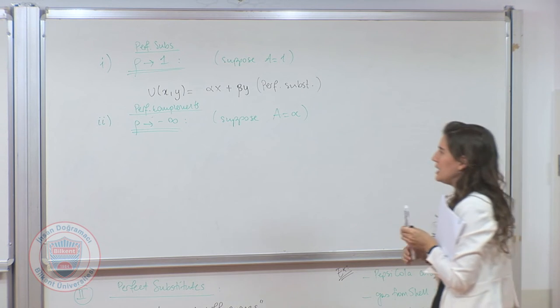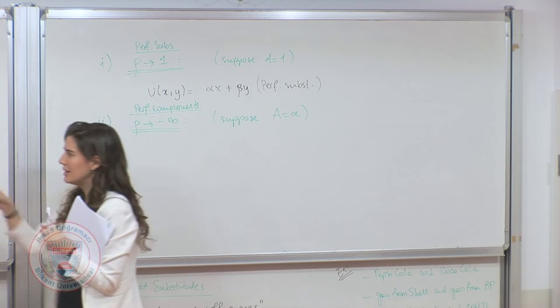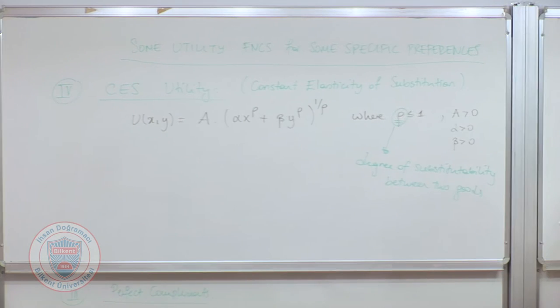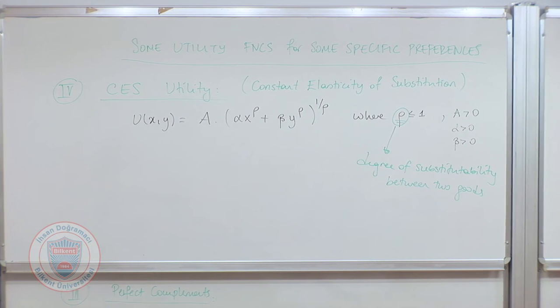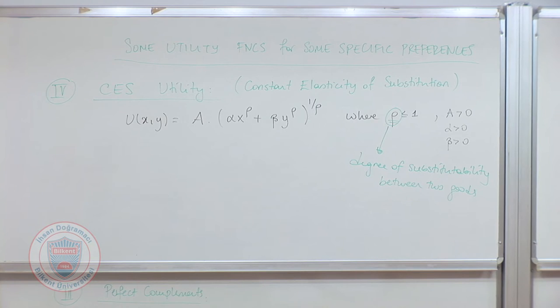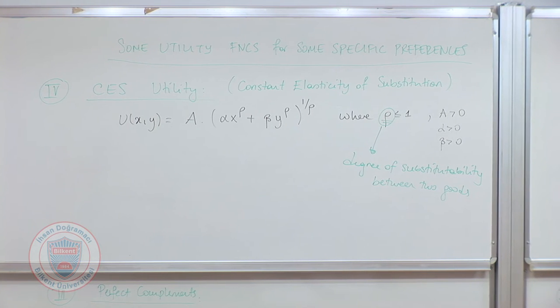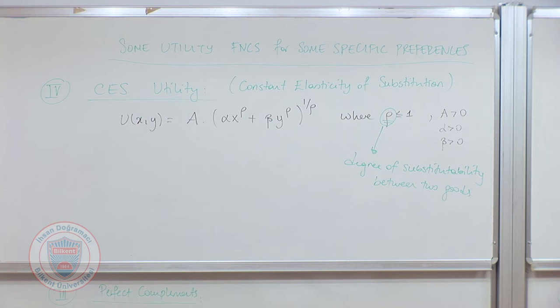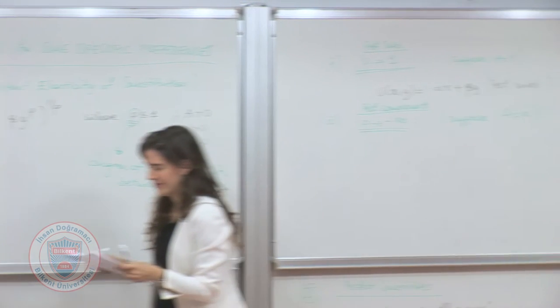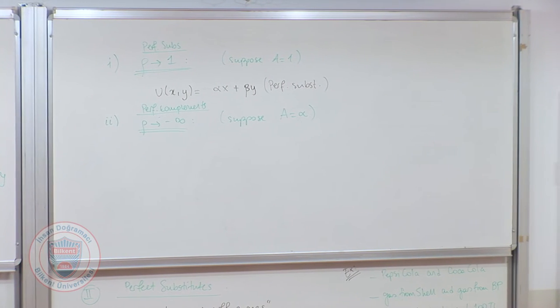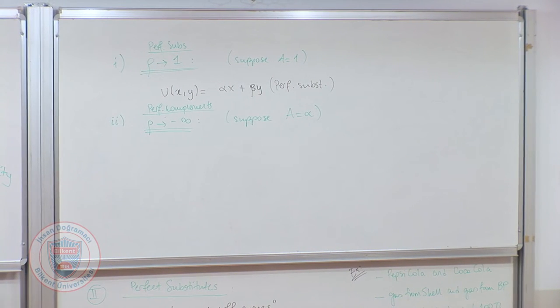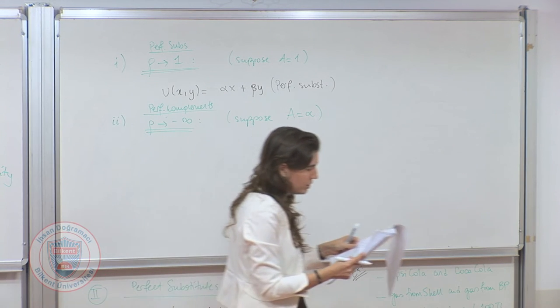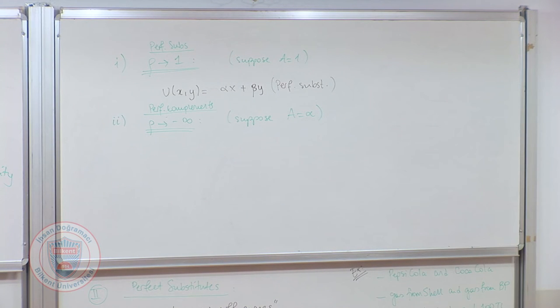So let's try to see this. Can we see it immediately from here? When rho goes to minus infinity, can you see this? So let's actually do it. It's not hard, but we can actually prove it. So let's do it, and I'll give you the Cobb-Douglas case as a sort of bonus take-home, okay?